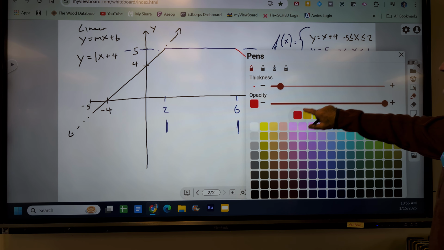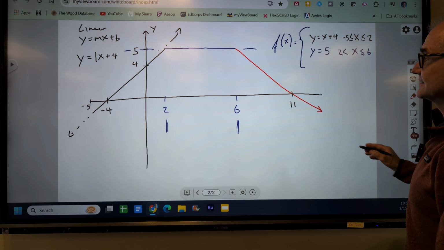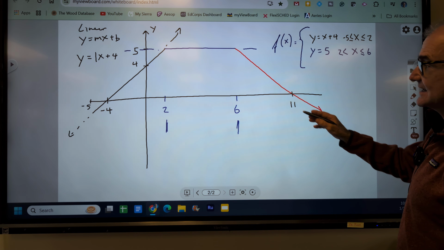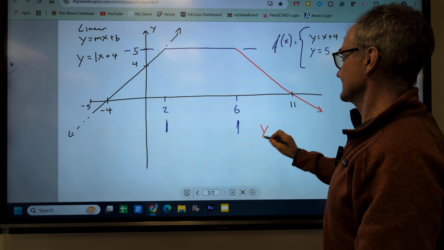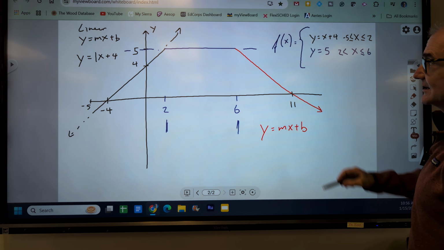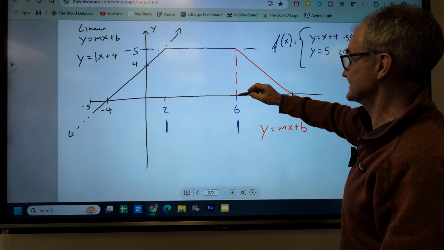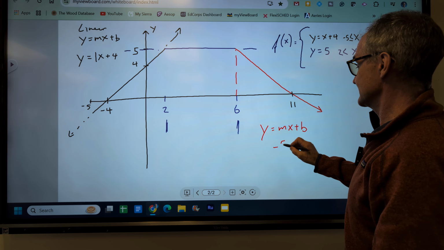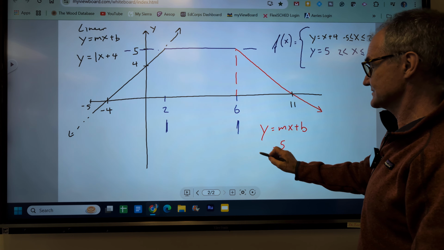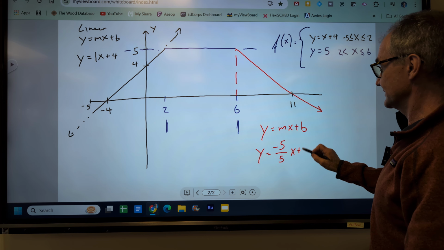Lastly, I'm going to take a look at this red line right here. It's infinite this way, and it's finite here. So let's see if we can figure this out. This is, again, a linear function, y equals mx plus b. I can figure out my slope because it comes down from 5 down to 0, so it rises -5, and it runs from 6 to 11. So I have y equals -5 over 5x plus b.